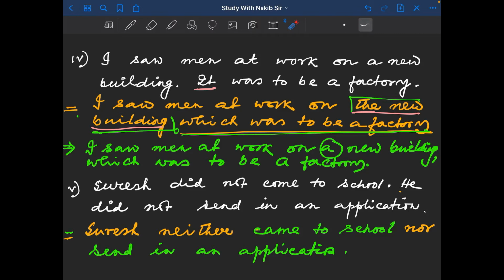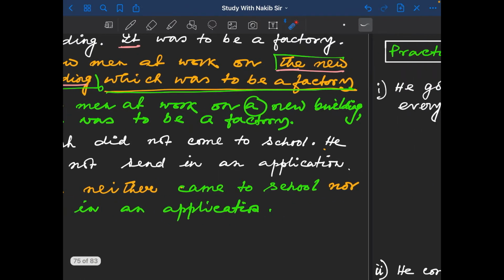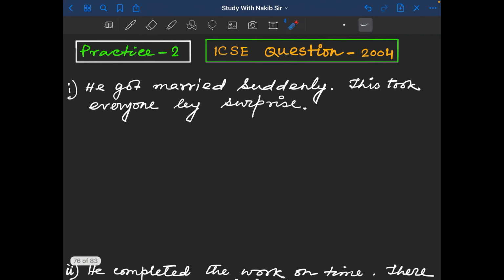Now check your answer and calculate your score. If necessary, use the comment box. Okay. Now go to the next set, practice 2. It is the ICSE question of 2004. And here you have to follow the same process. First copy the questions in your copybook, then pause the video and do the works by yourself. When the works are done, come and resume the video and check your answers with my answers.